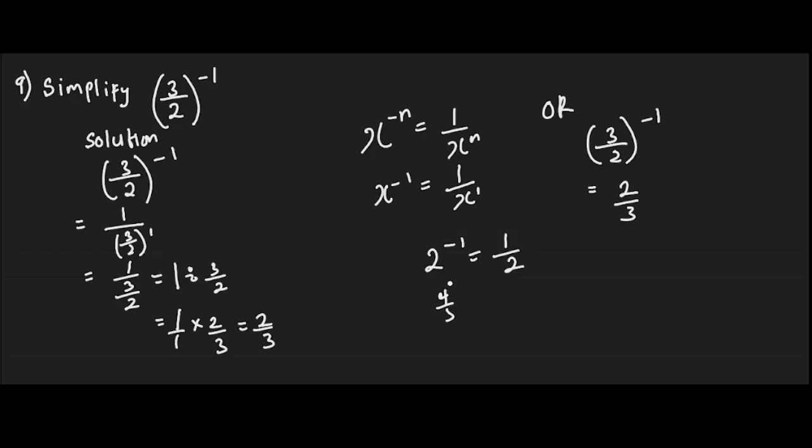So we have 4 over 3 raised to power minus 1. This means we turn it upside down. The denominator becomes the numerator, the numerator becomes the denominator. 3 over 4.